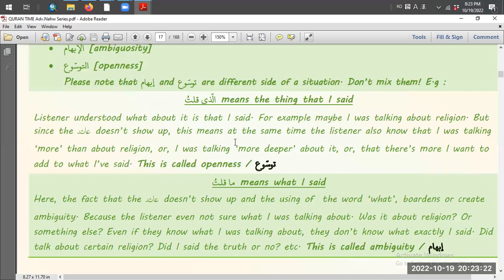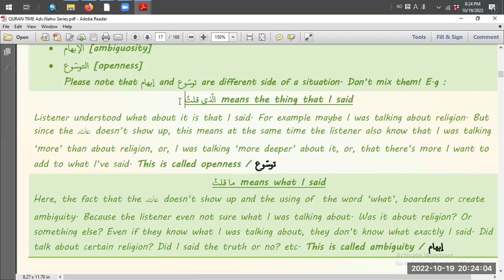So there is more I want to add to what I have said. Like the conversation goes on without the a'id, more topics or more things being talked about. But when you have hu, alladhi qultu-hu, then that's only talking about religion, that's all. Nothing more. More specific.